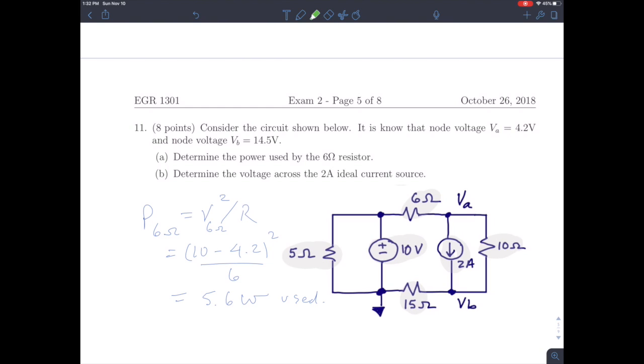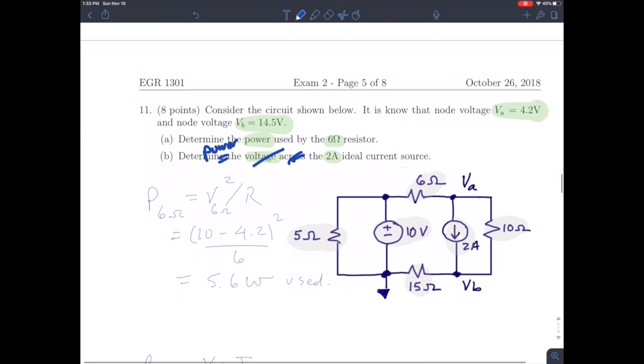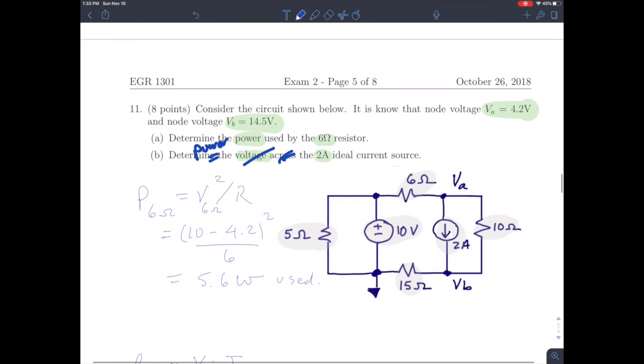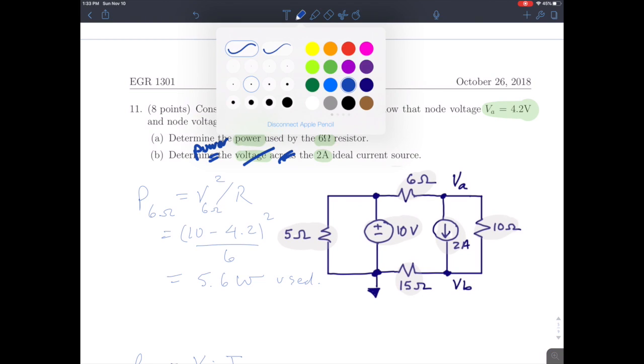All right, so I'm given that VA is 4.2 and I know that VB is 14.5, and I want to find a couple of things. I want to find the power used by the 6 ohm resistor, and then in part B it's the voltage across the 2 amp ideal current source. Let's make it a little harder even. Instead of voltage, let's look at power, because you have to have voltage to get to power. So we're going to find the power associated with the 2 amp ideal current source. Right? So, as I mentioned, if I give you node voltages, it's an easy problem. So let's take a look.